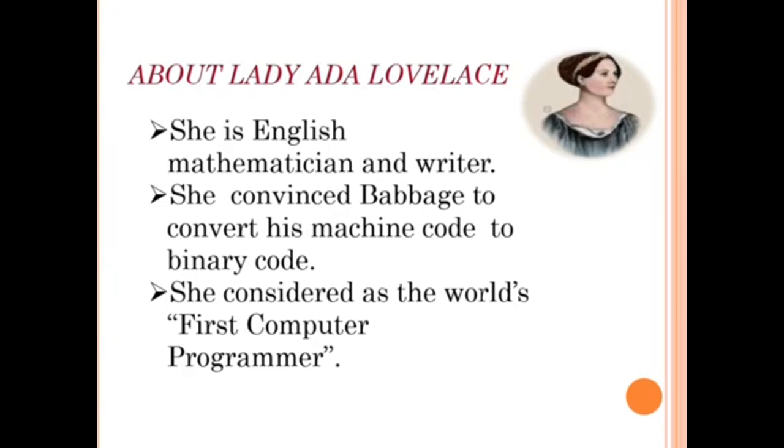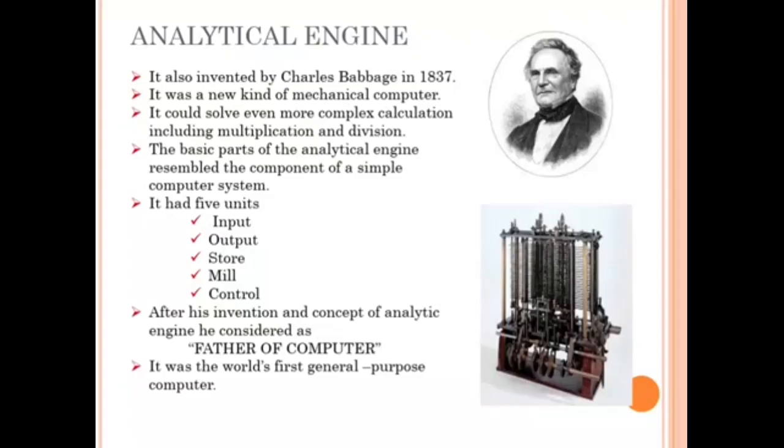Our next topic is the Analytical Engine. It was also invented by Charles Babbage, in 1837. It was a new kind of mechanical computer. It could solve even more complex calculations, including multiplication and division. So it is also an automatic machine, but here it can solve more complex numbers also. The basic parts of the analytical engine resemble the components of a simple computer system.